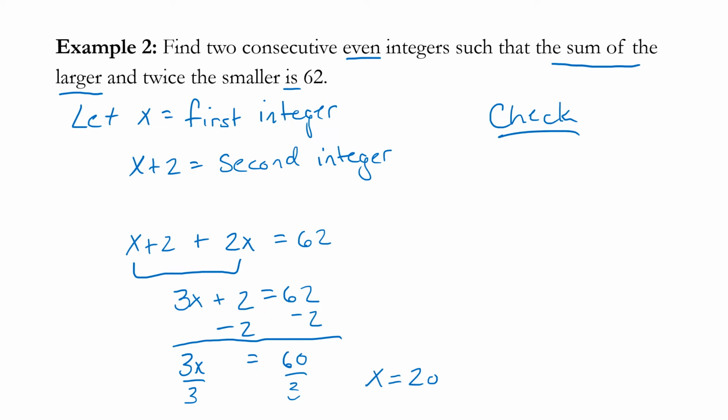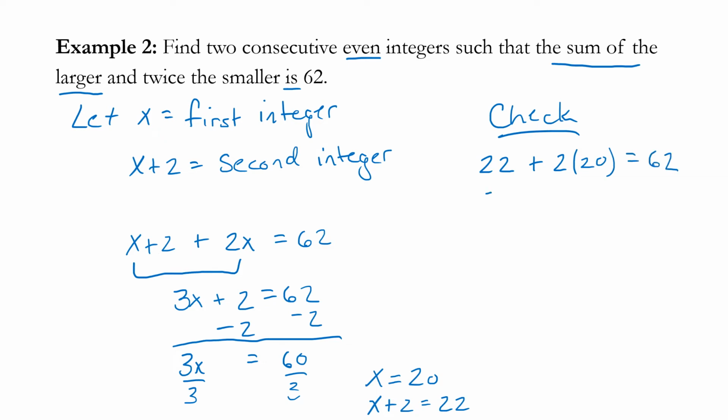So with the check, you're just checking what it says. So it says sum of the larger. Well, we got that the larger was x plus 2, and I should write that, was 22. So it says the sum of the larger, so 22, plus twice the smaller, 2 times the smaller, which was 20, is equal to 62.